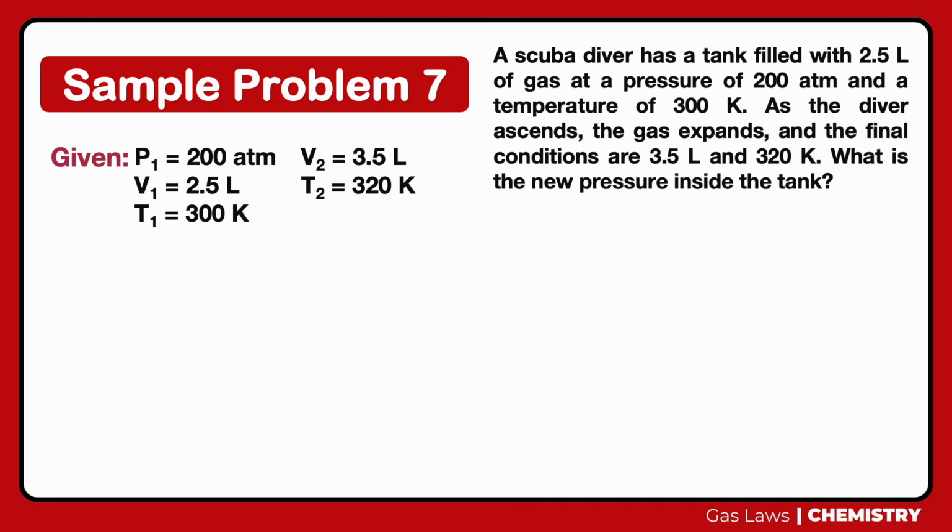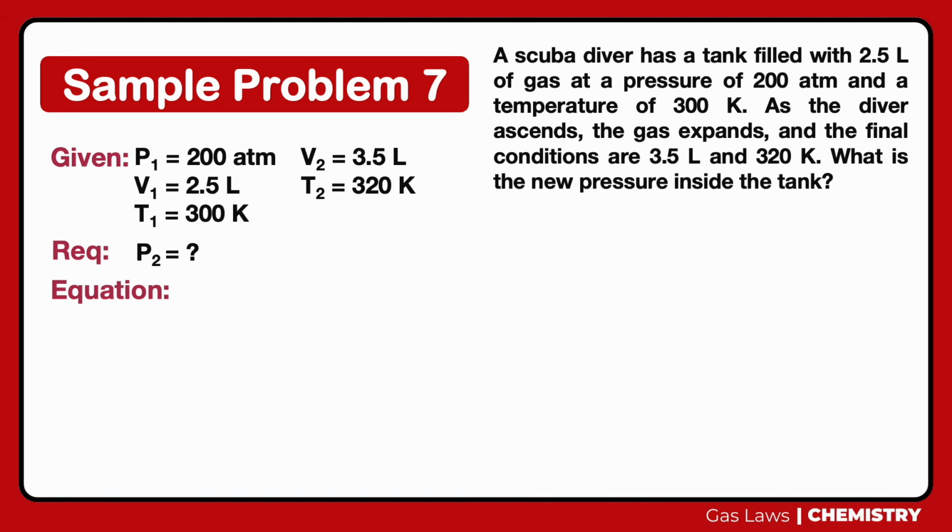P sub 1 is equal to 200 atmospheres. V sub 1 is equal to 2.5 liters. T sub 1 is equal to 300 Kelvin. V sub 2 is 3.5 liters. T sub 2 is 320 Kelvin. We are looking for P sub 2.